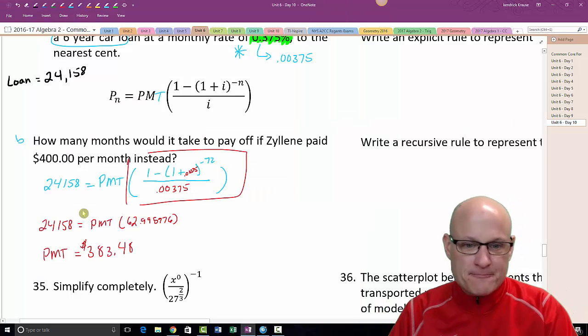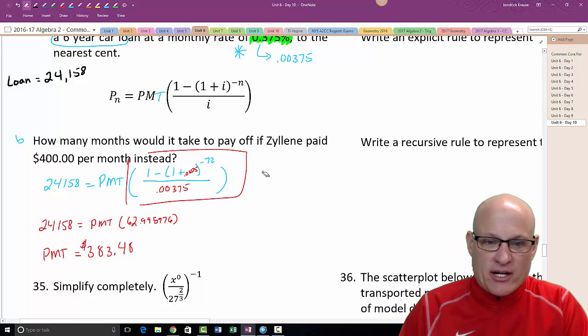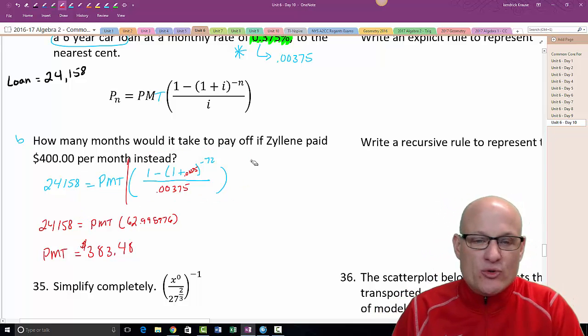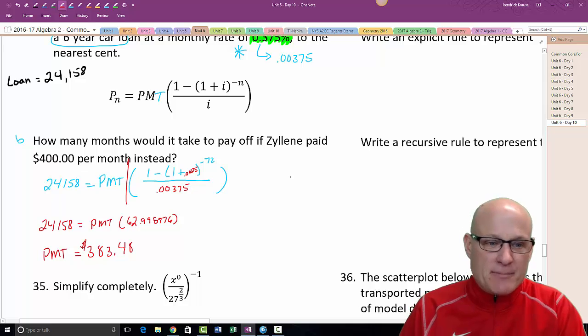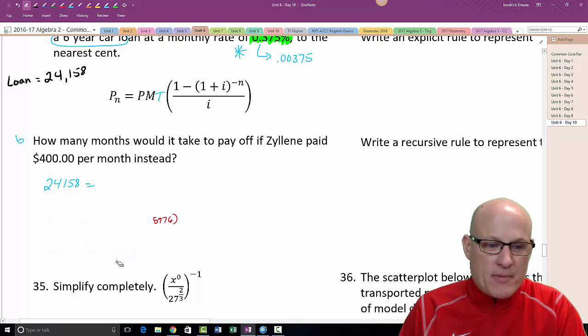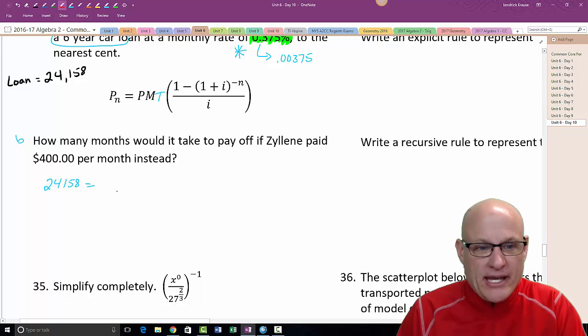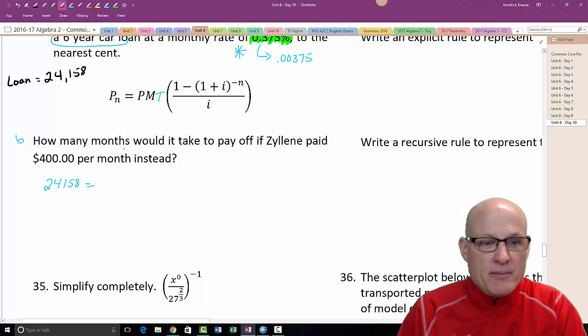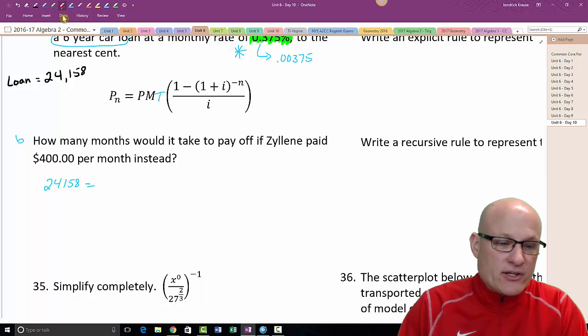All right, now let's do part B. Part B, again, I didn't leave you a lot of room and I apologize. Now I want to make a monthly payment of $400. So I need to know what my down payment should be. How many months would it take to pay off if she paid $400 a month instead? I apologize, this is a different problem.